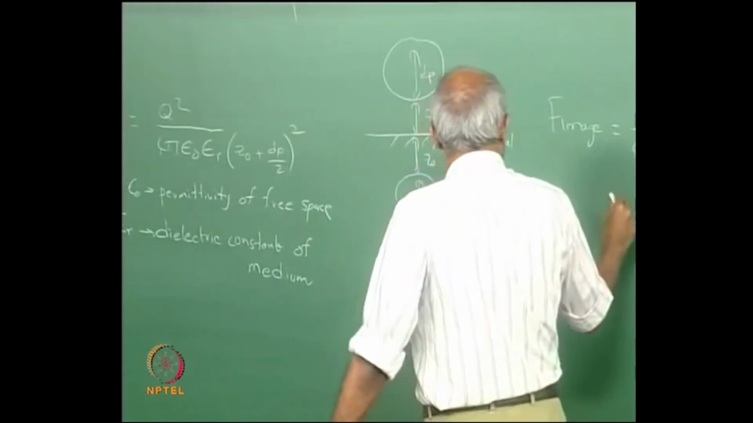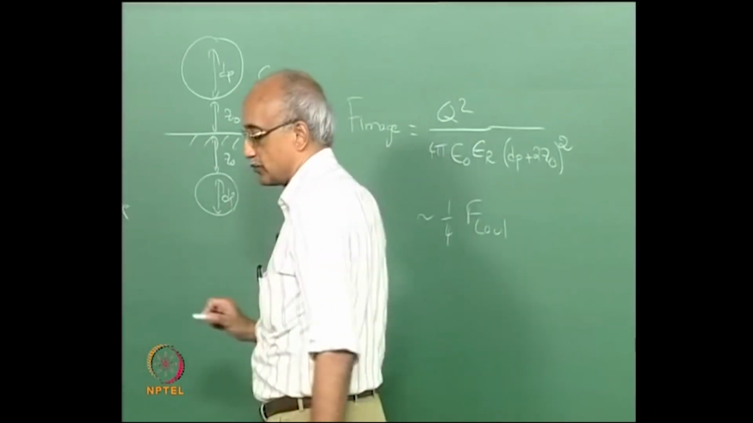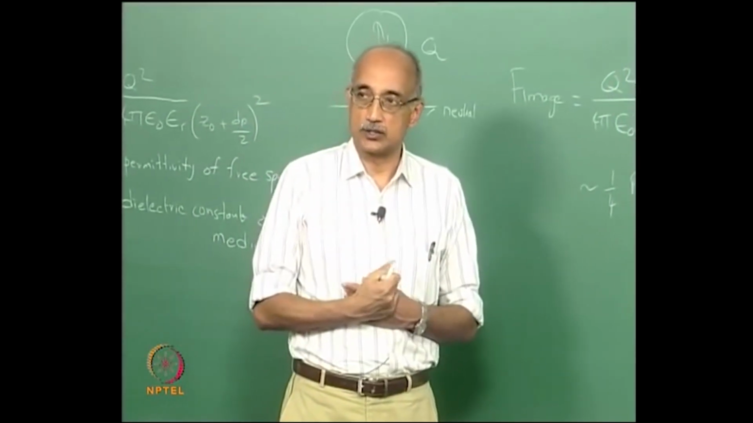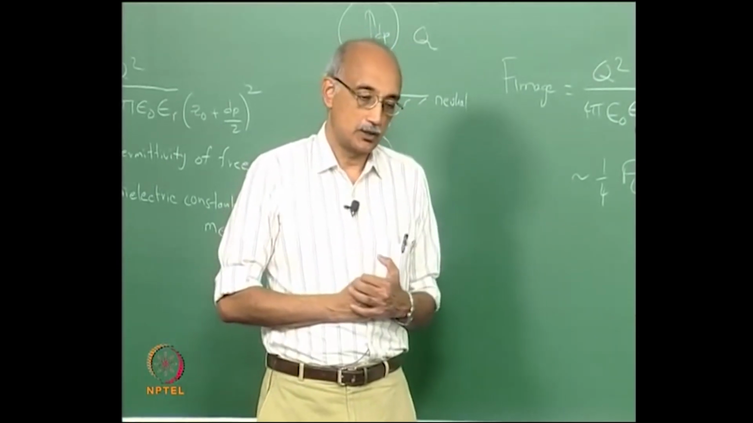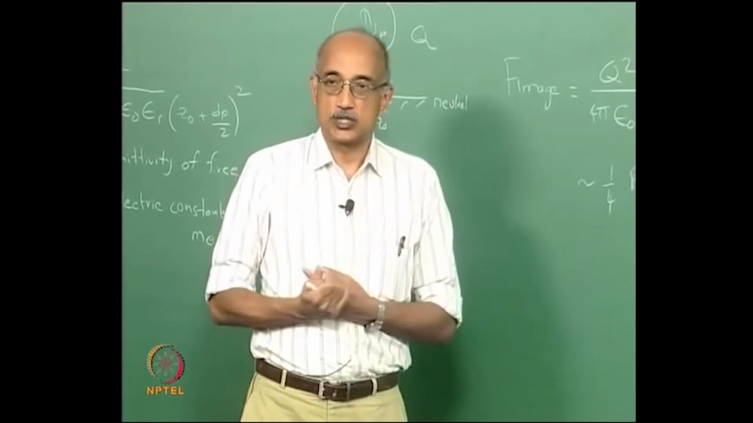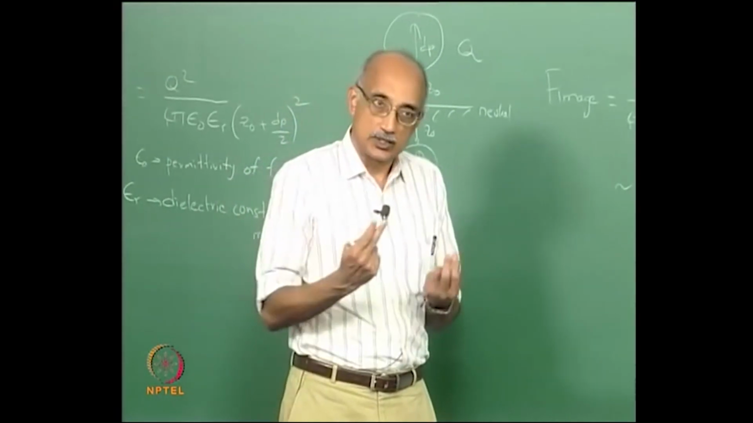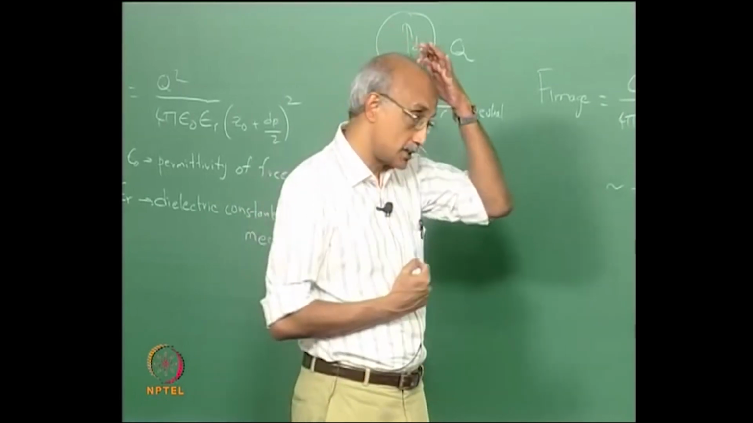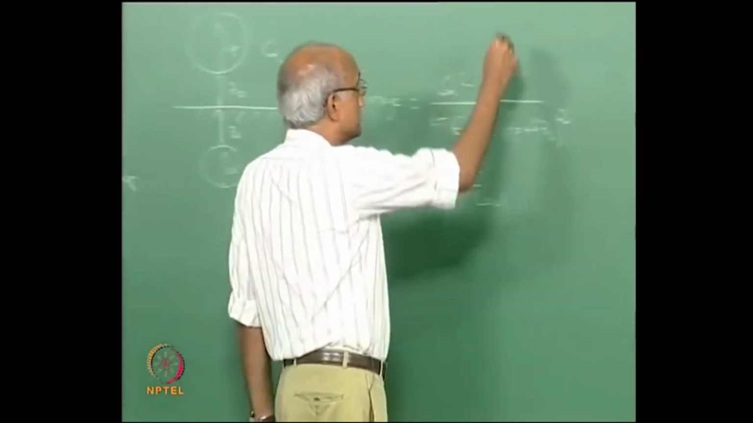So, the image force is roughly equal to a quarter of the Coulombic force that prevails between two charged surfaces or two charged bodies. So, it is substantially weaker, but non-zero. So, even when you have a neutral surface and you have a charged particle approaching it, or when you have two particles in which one is charged and the other is not, you can still set up a Coulombic force between them. So, that is an important consideration that we need to be aware of.